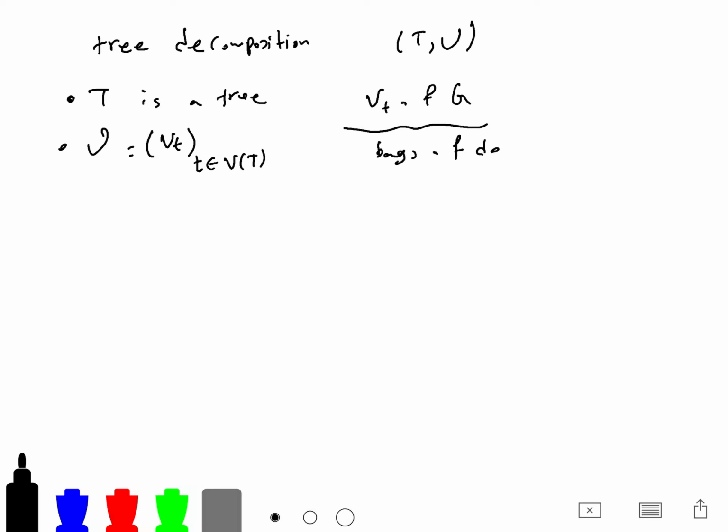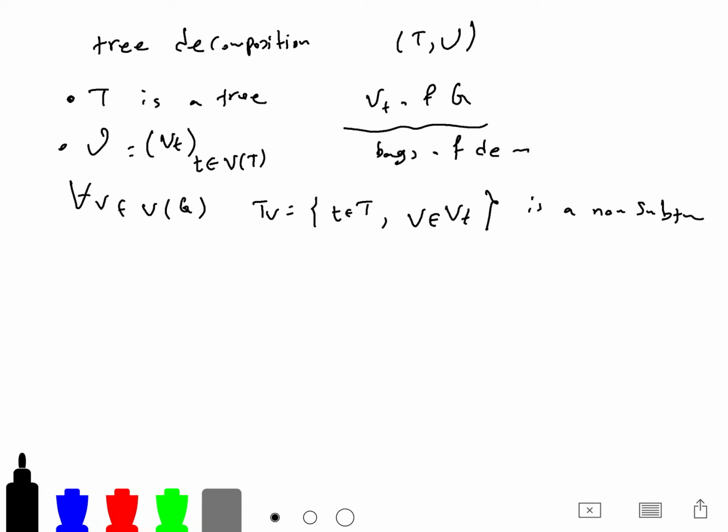Bags of decomposition, if for any v in V of G, the set T_v, which is the set of t where v is in V_t, is a non-empty subtree.